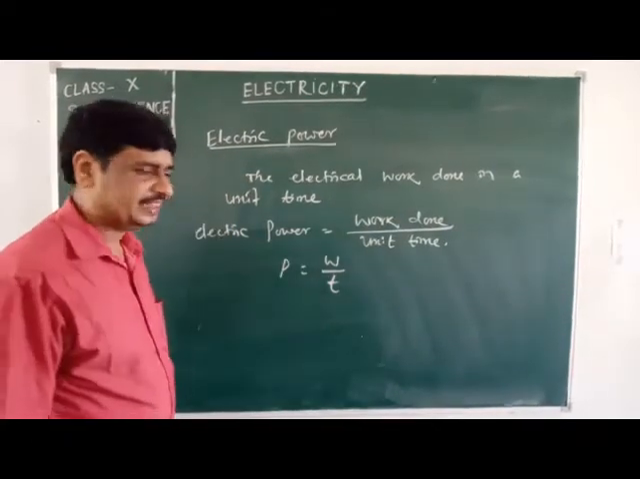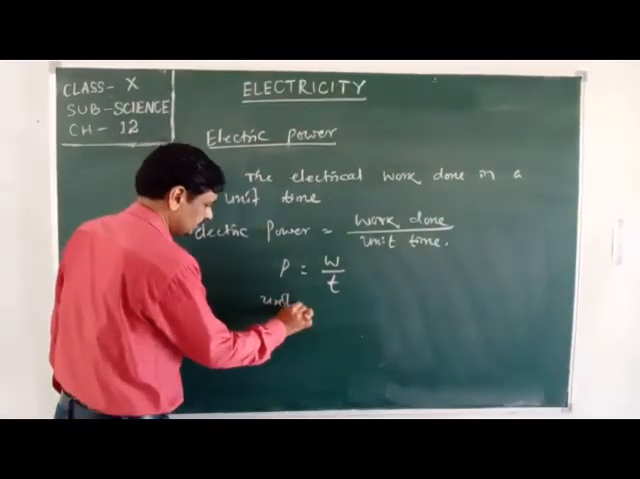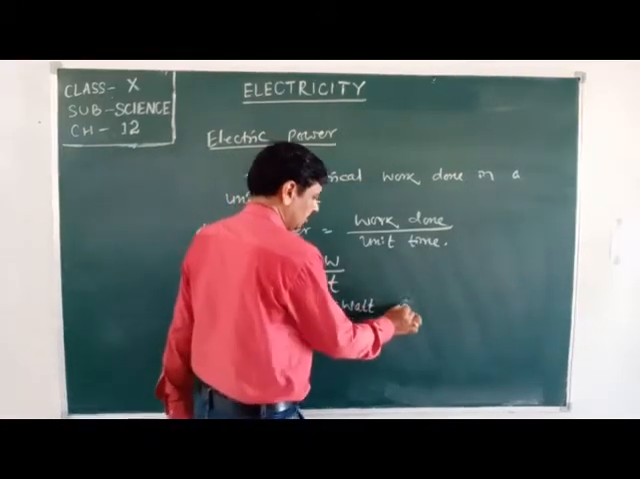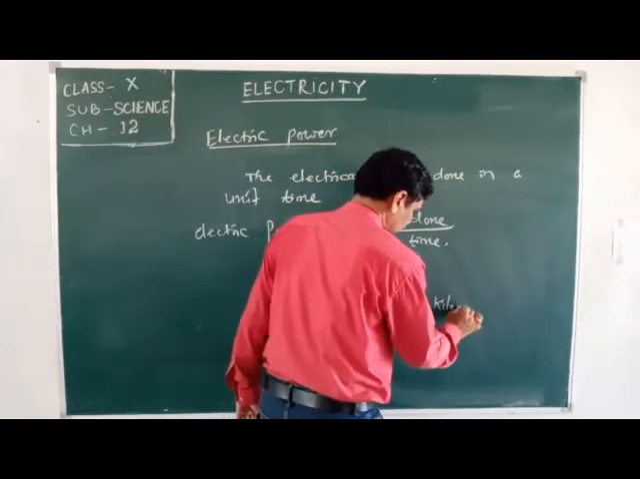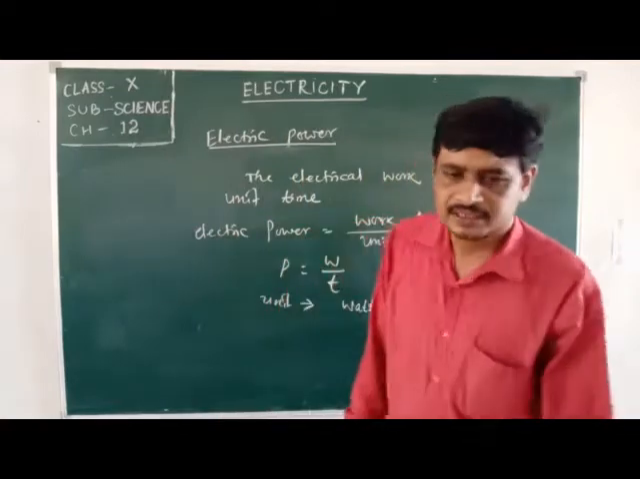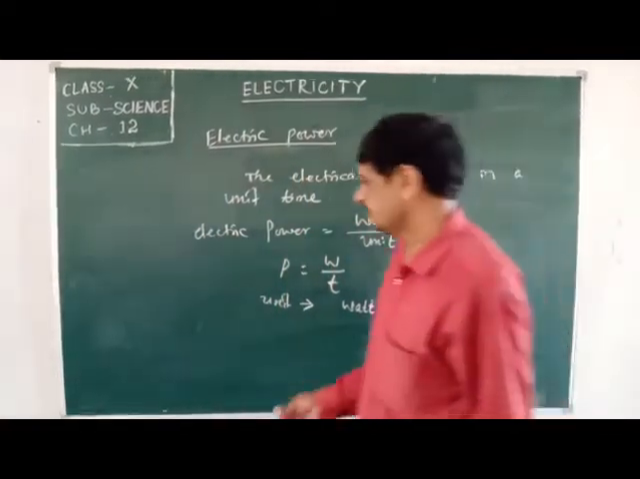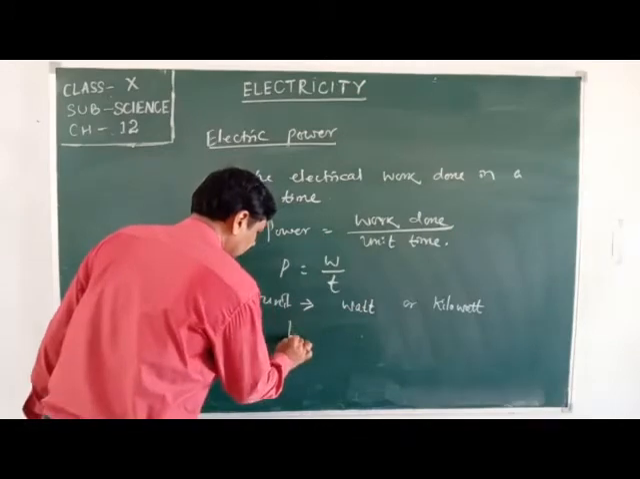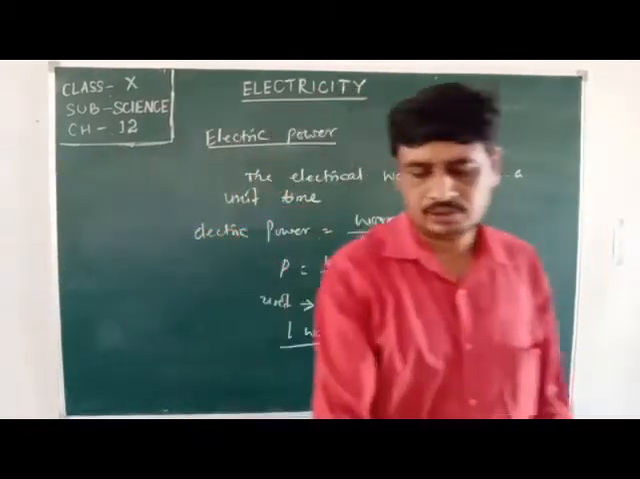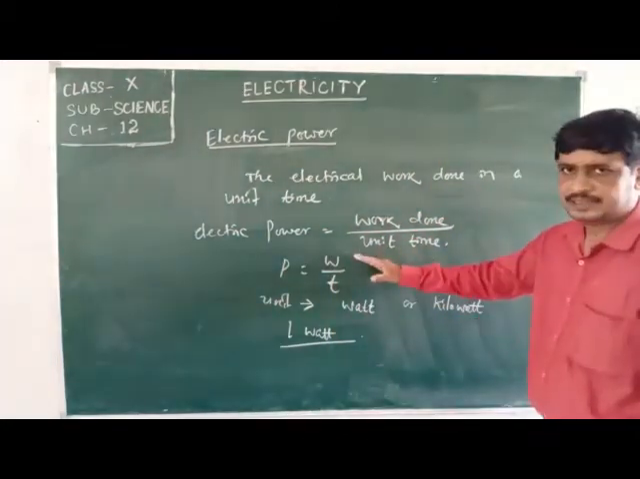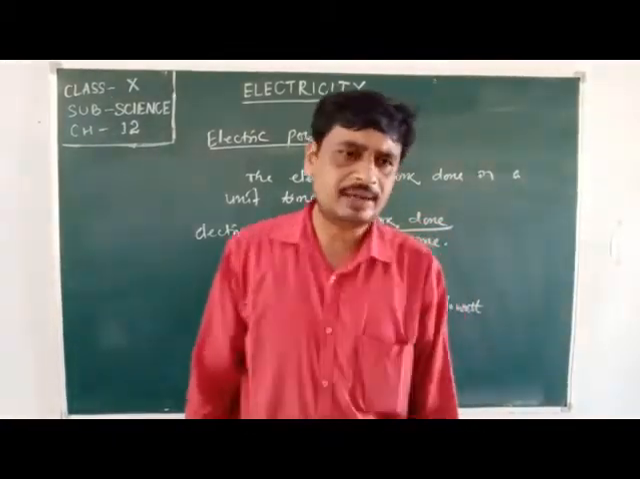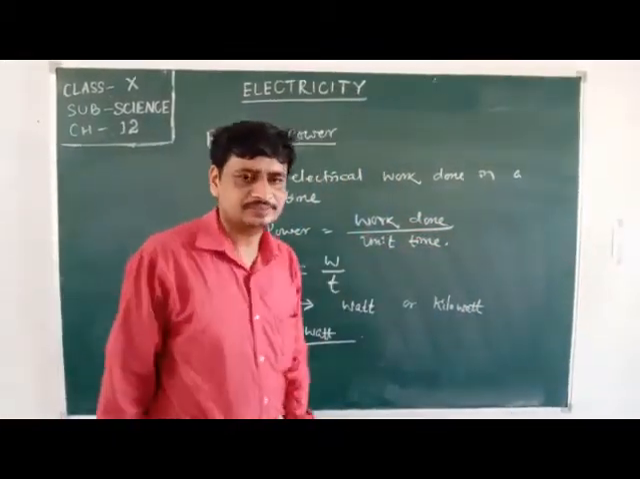The unit of electric power is watt or kilowatt. For larger units, we use kilowatt. So, what do you mean by 1 watt? When 1 joule of electric work is done in 1 second, then power is said to be 1 watt.